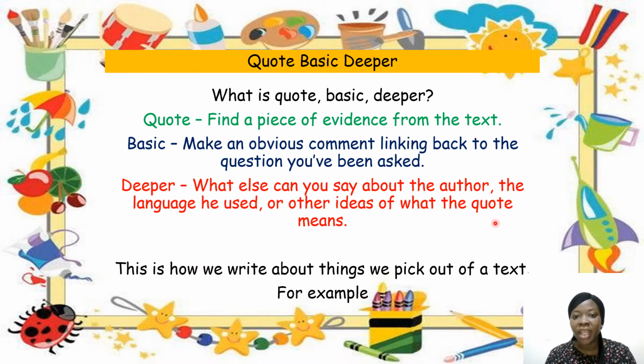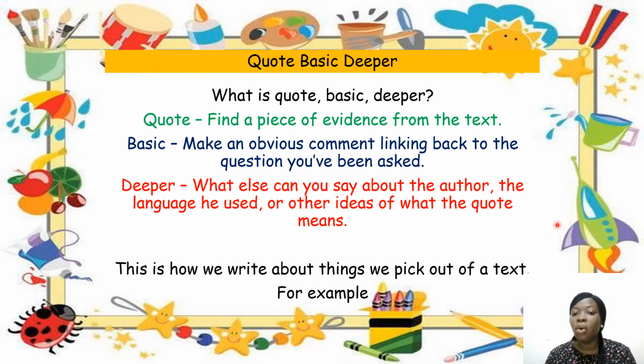Well done. Now, let's look at three basic formulas we could use to retrieve information from a text we read. This is called quote, basic, and deeper. What does quote mean? Quote means find a piece of evidence from the text and write that piece of evidence down, or quote it. That is the information you have gotten from the text you are reading.